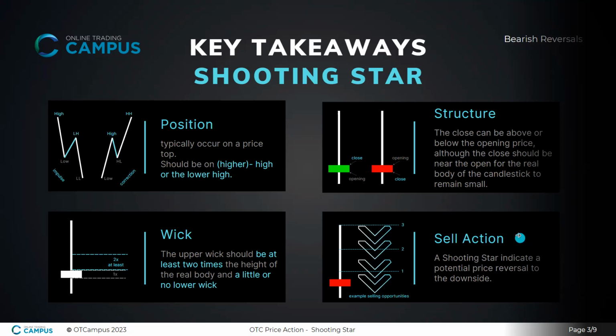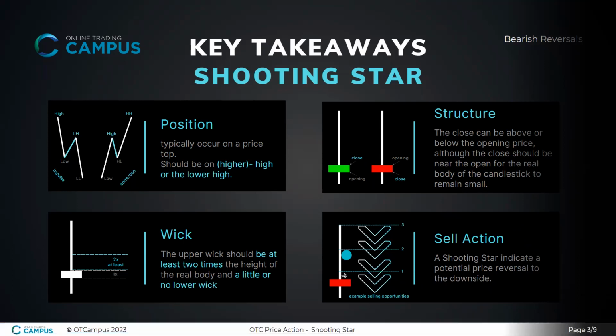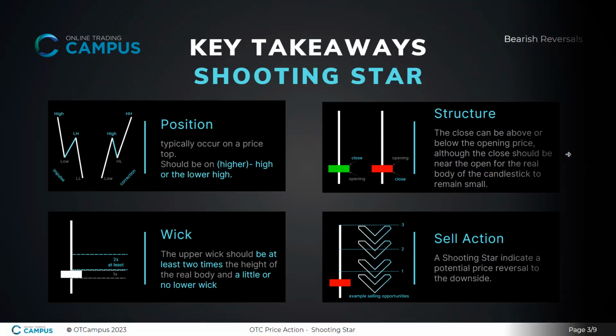Number 4 is sell action, guys. Welcome to our first sell action. A shooting star indicates a potential price reversal to the downside. That means in this example, we want to sell in the shooting star candle. That's it for the key takeaways for this shooting star.